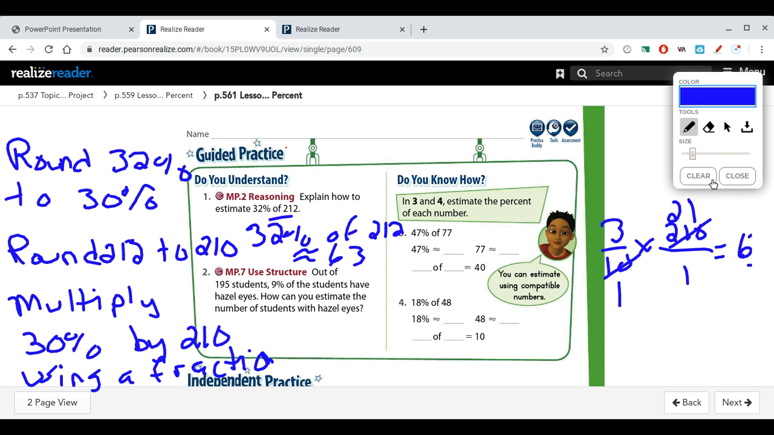All right, if we take a look at our next one, it says out of 195 students, 9% of the students have hazel eyes.